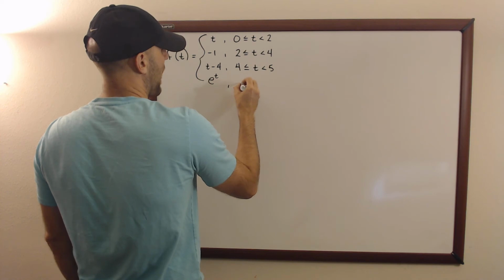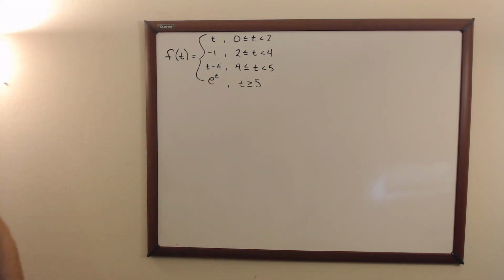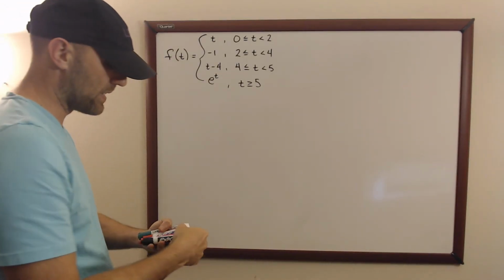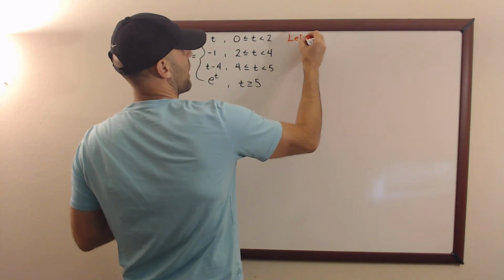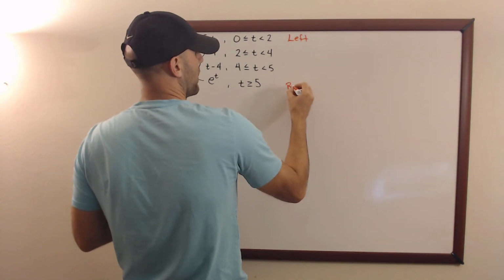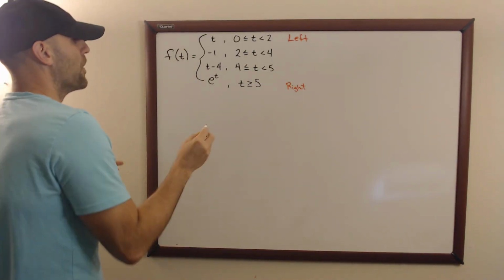And then after 5, it's always e to the t. Okay, so real quick, again, let's label. This is the left piece. This is the right piece, right? And I know how to write those.